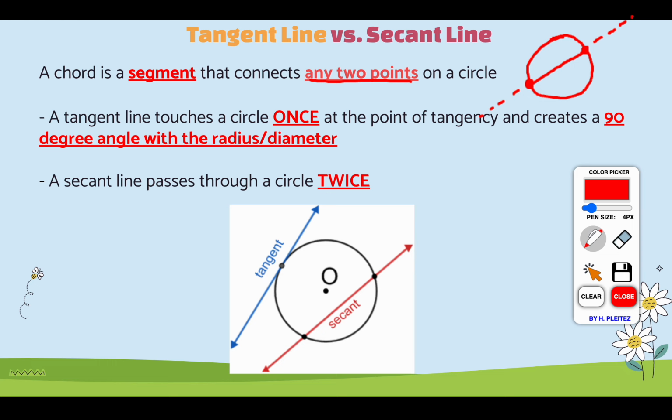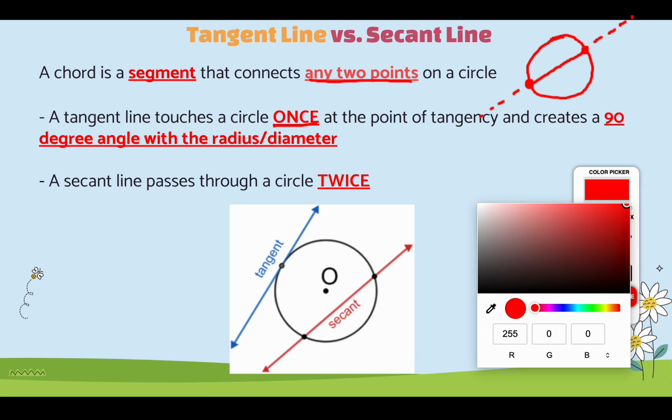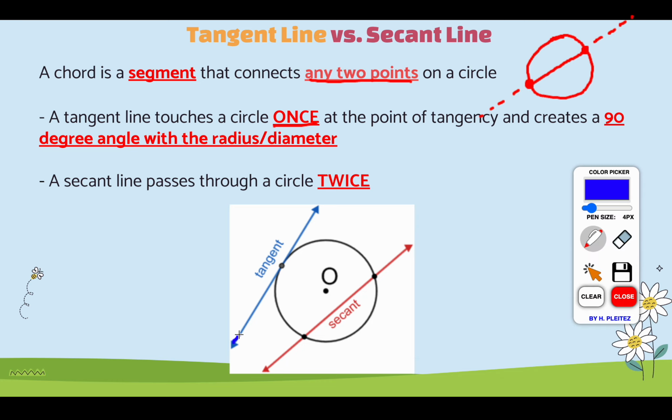Now, we also have that a tangent line touches a circle once at the point of tangency and creates a 90-degree angle with the radius or diameter. We can see our tangent line over here in blue. It's touching our circle once, and we know that there's no radius drawn right now, but if we did draw one to this point of tangency over here, these angles must be 90 degrees, just by definition. And then we have our new vocabulary word of secant line, which we can see in red in this diagram.